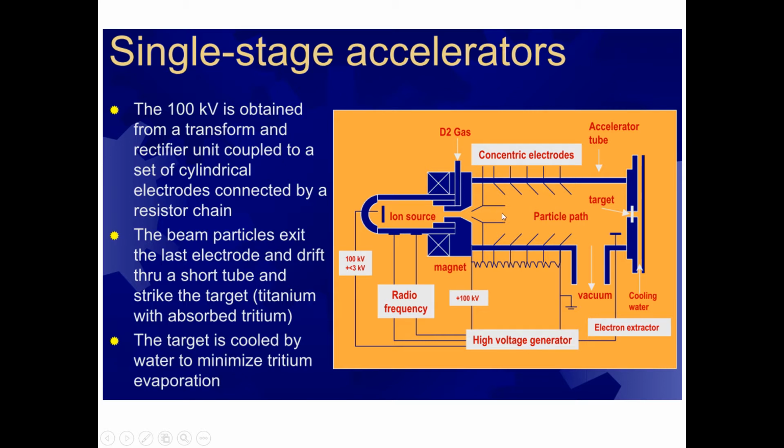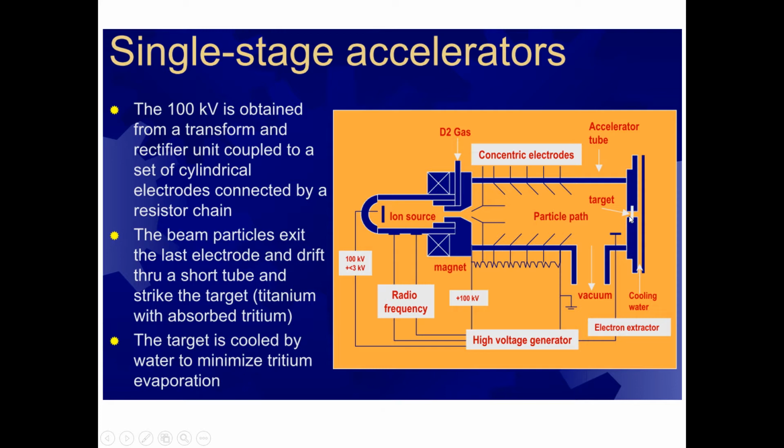So the beam particles exit the last electrode. This is the last electrode, and they are drifted through a short tube. This is the short tube, and then they strike the target. Here you can see this is the target. The beam particles exit the last electrode, drift through a short tube and strike the target.